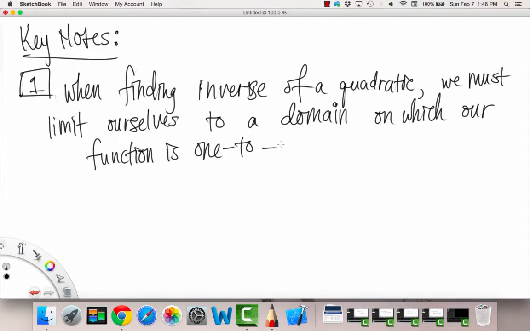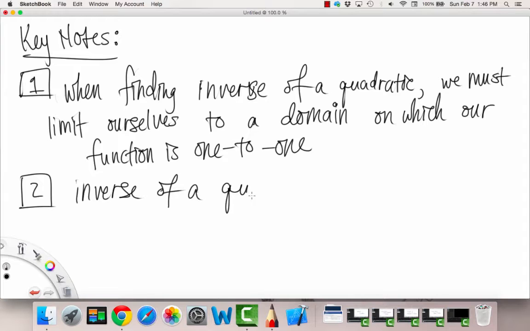1-to-1. Remember, 1-to-1 means it passes the vertical line test, because it has to be a function first of all, and it passes the horizontal line test. So that's really important. Number 2, the second important thing I want to note is that the inverse of a quadratic, meaning something squared, is a square root function of some sort.